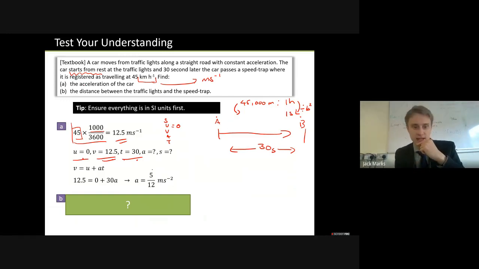So they want the acceleration. Okay, I wouldn't even draw that one there. I've got u, v, t, a. So here's my formula. The numbers are in, and we get our answer.